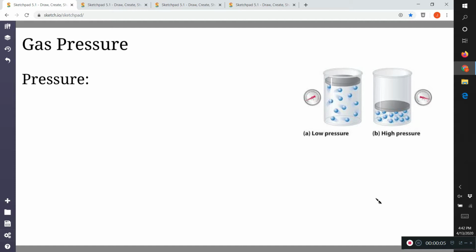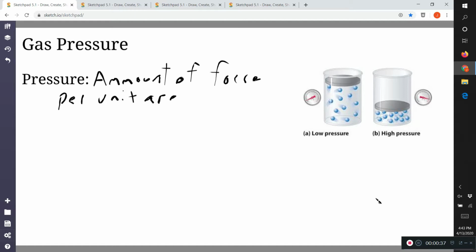Today we're going to be talking about gas pressure, and this is an extension of 12.1. So, pressure is an amount of force per unit area. So let's try to get a rough idea of what pressure is and how we measure it.